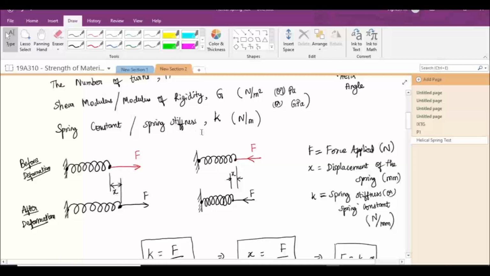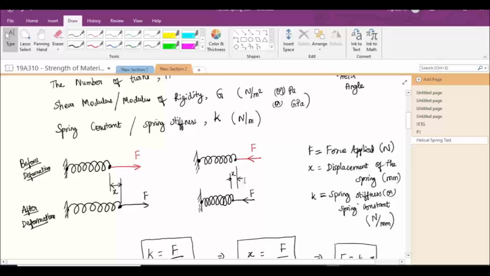Now let us go into a problem. I have a spring. One end of the spring is fixed, and at the other end I apply a force. The force can be either a tensile force or a compressive force. If I apply a tensile force, the spring will get expanded. If I apply a compressive force, the spring will get compressed. For a same stiffness spring, if I apply either a compressive or tensile force, it will have the same amount of deformation.